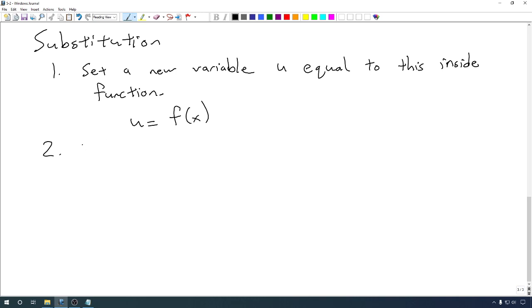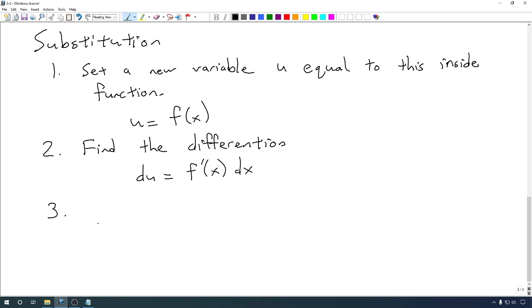2, we find the differential. This is just as simple as differentiating our function. Though technically there are a few times where we can use some little tricks in this part. We're not going to get into that right now. We'll kind of do the easier version of this for now, until we get used to it. Step 3, substitute u and du into the integral.